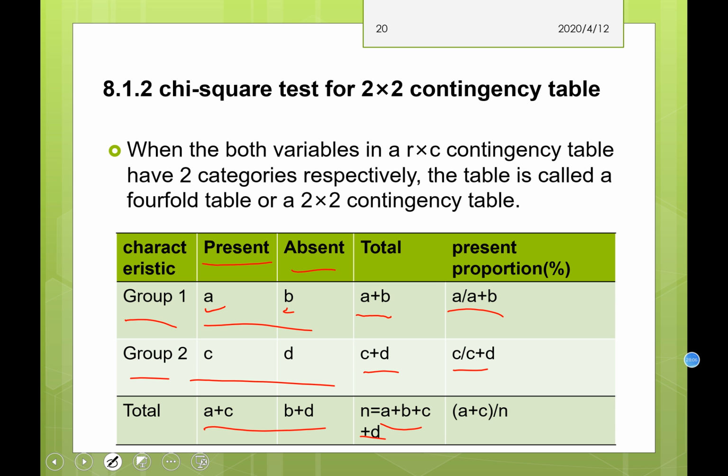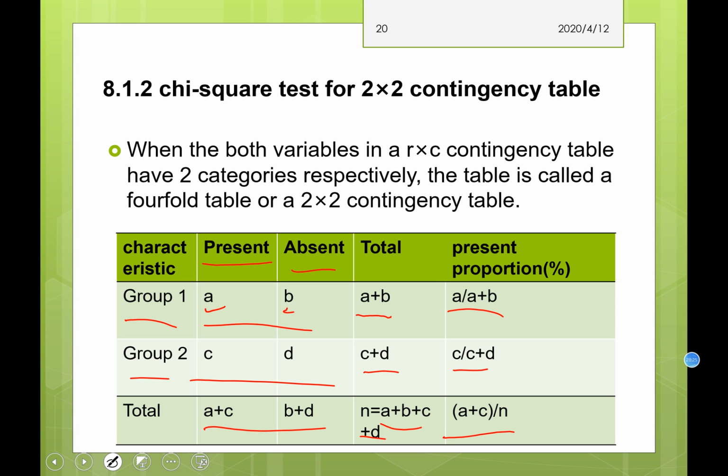For group 1, the present proportion is A divided by its total, A plus B. And for group 2, that is C divided by C plus D. And for the total, the present proportion should be A plus C over N.